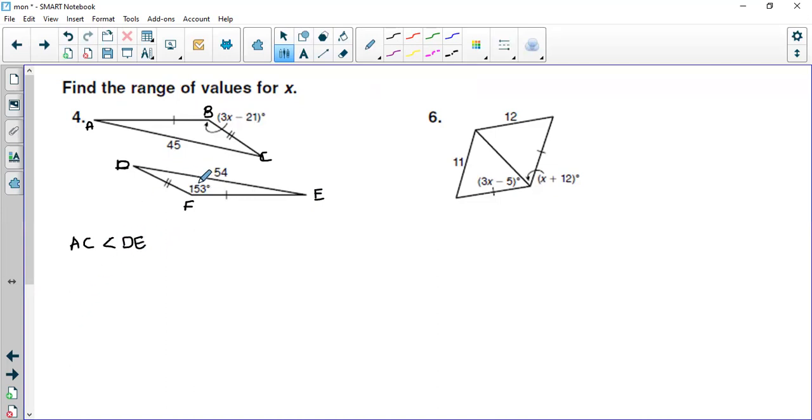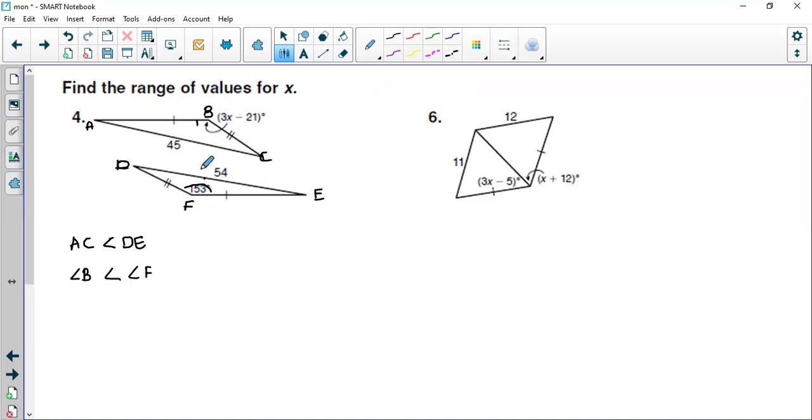And also the angles are given. So angle F is 153 degrees and angle B is 3x minus 21. Now which one do you think is smaller? We already said AC is less than DE. So DE is 54, which means that is corresponding to angle F. So AC is corresponding to angle B. So we can say angle B is less than angle F.